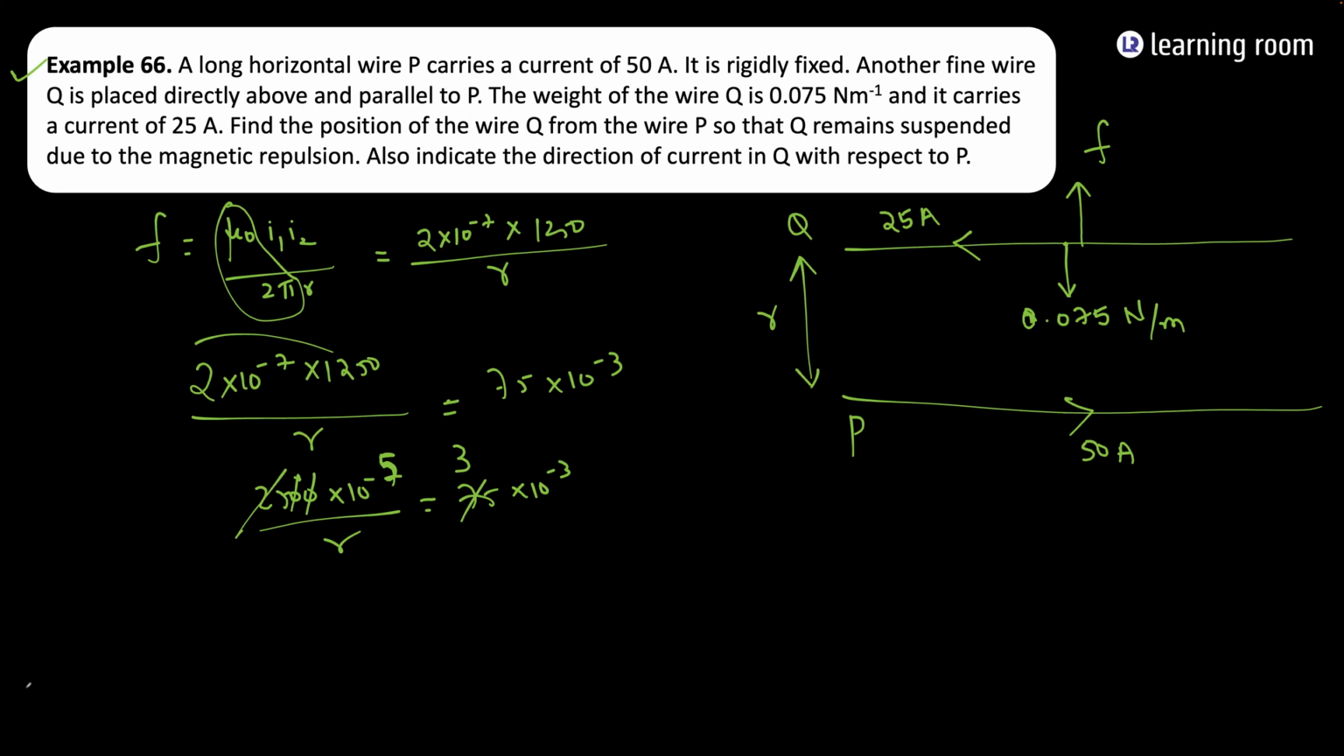So R will go to the other side. So R will be equal to 1 by 3 into 10 power minus 3 into you have a 10 power minus 5 here. This 10 power minus 5 will remain here itself. R will go this side, 3 into 10 power minus 3 will come this side. So 1 by 3 is 0.33 into 10 power minus 2 meter. So how much is it going to be? So this is going to be the answer, 0.33 into 10 power minus 2 meter. Correct?